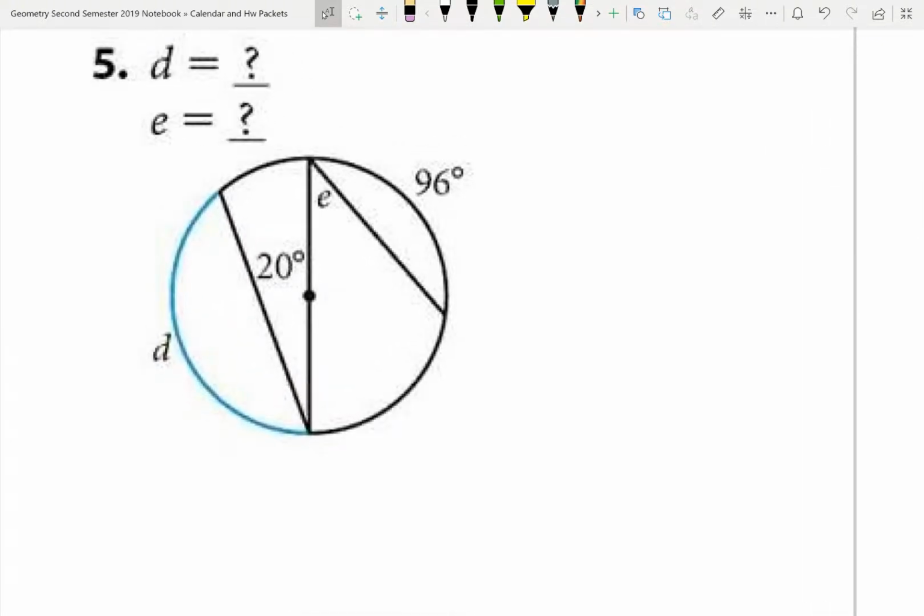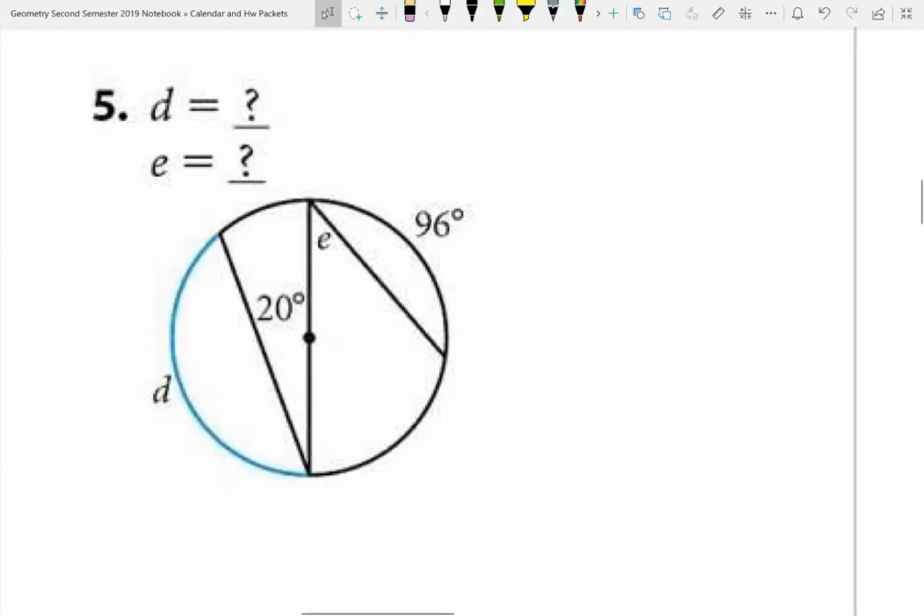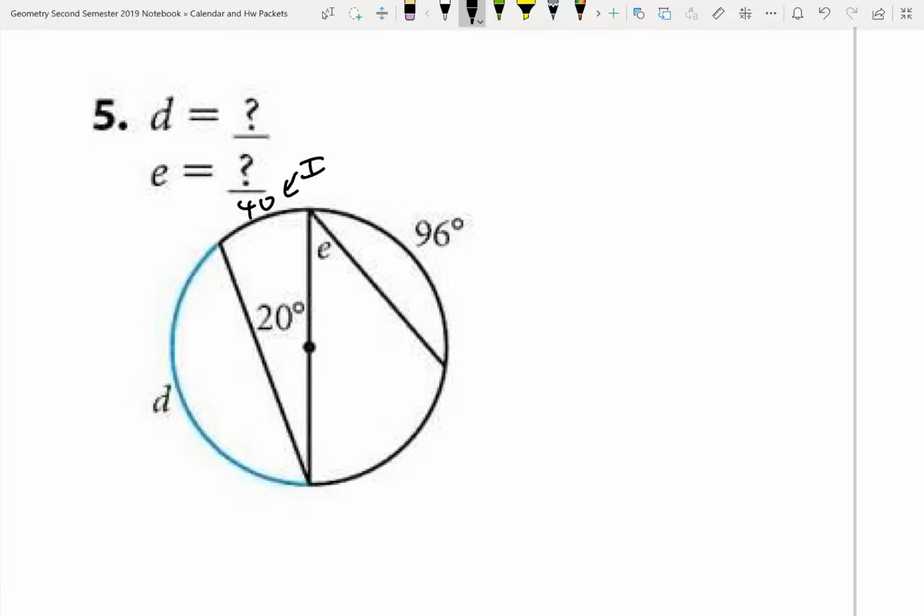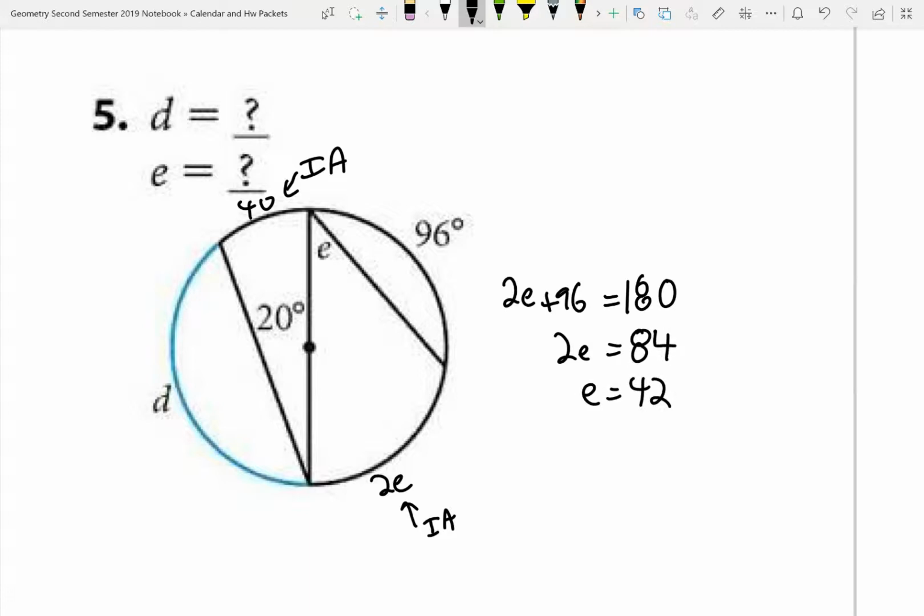Okay, number 5. Let's see here. Well, we can see here this is 40 because of IA conjecture. And what else we got? Oh, well, E, this is 2E right here. Again, that's because of IA. And that's going to mean that 2E plus 96 will equal 180. So 2E equals 84. So E is 42. So 42 degrees. That's because we have a diameter making that a semicircle.